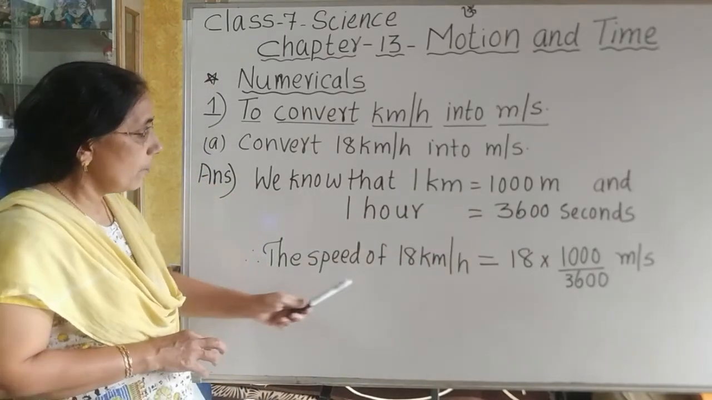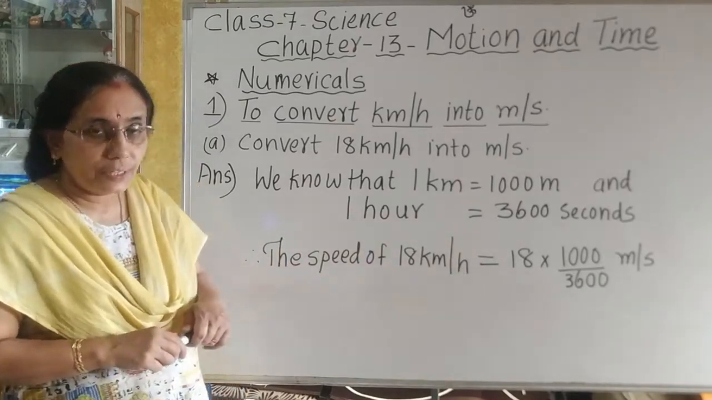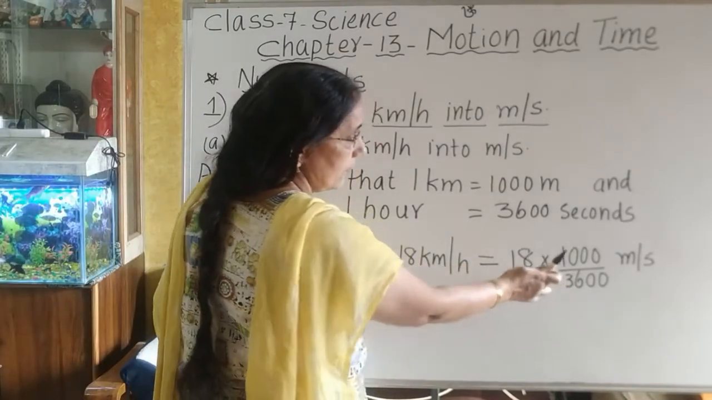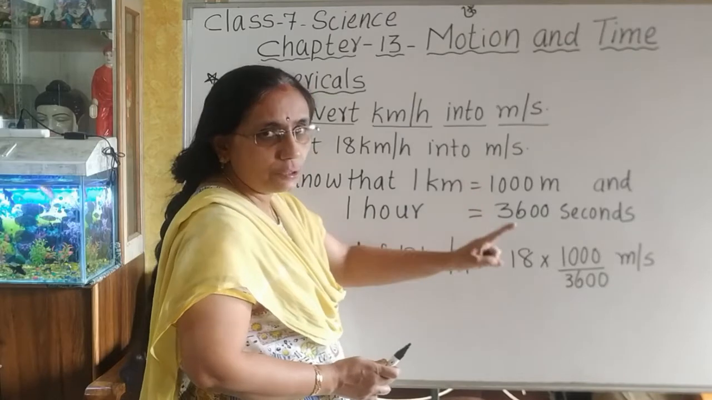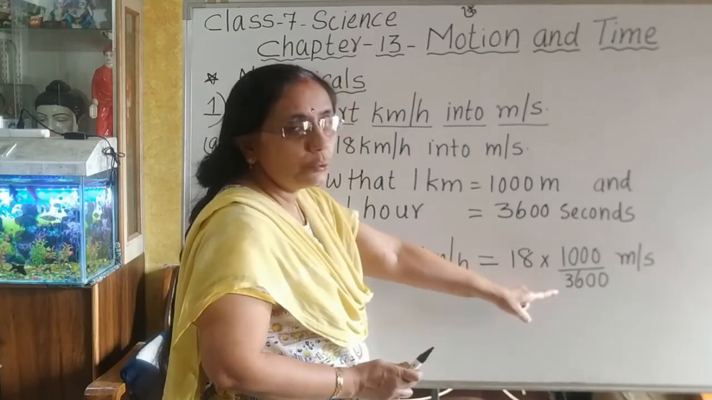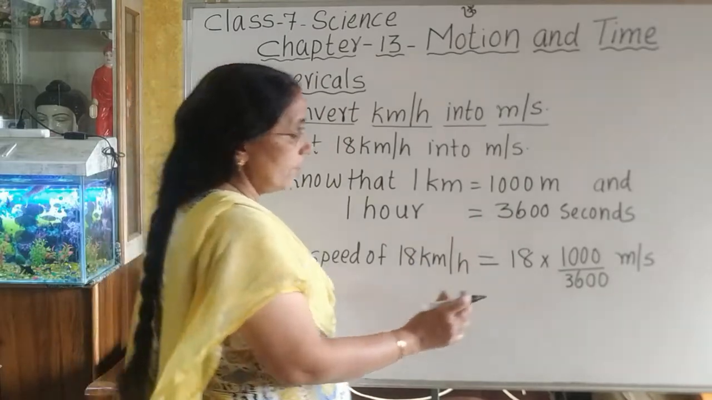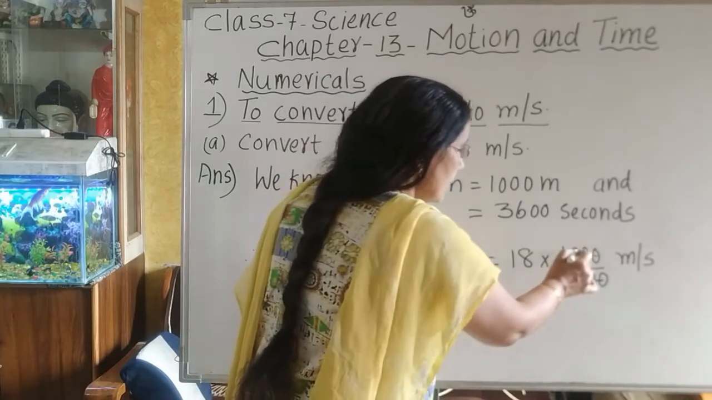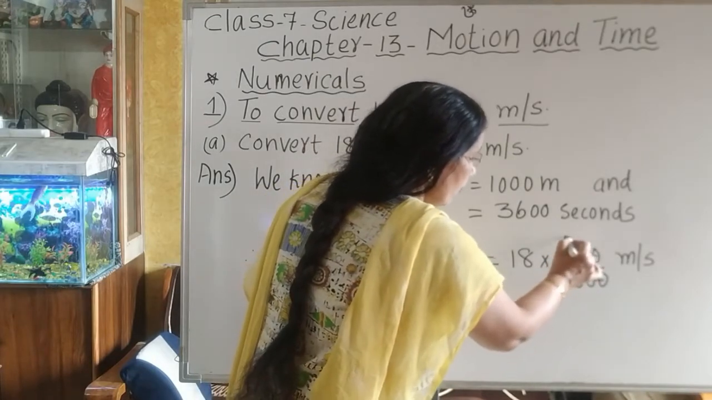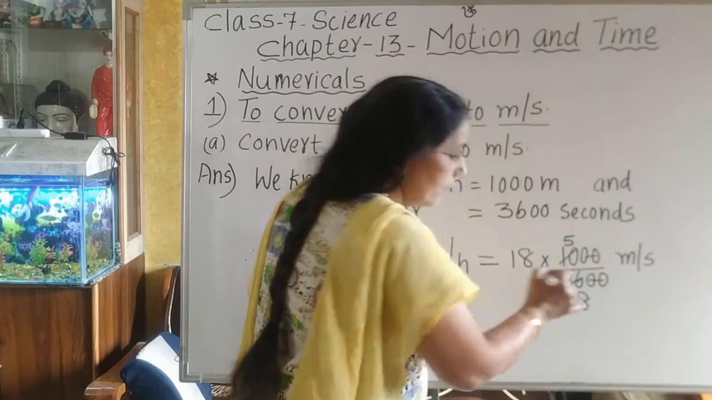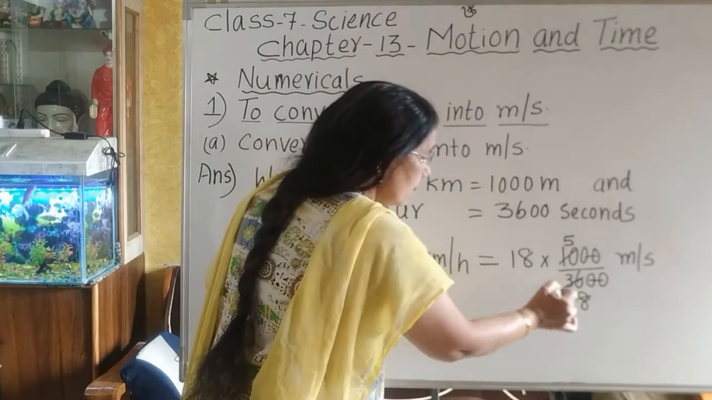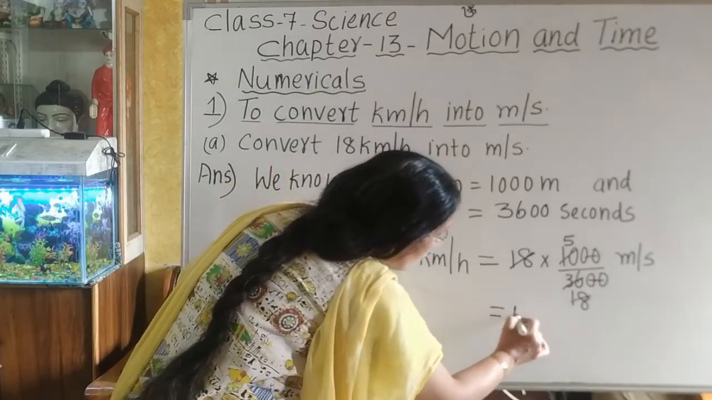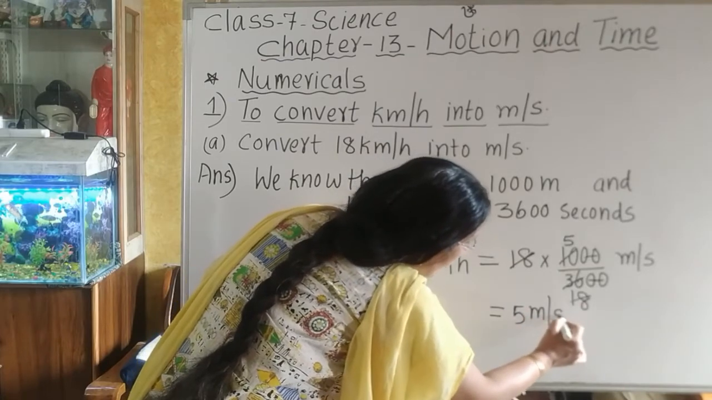So, the speed of 18 km per hour we can write as 18 into 1000 upon 3600, because 1 kilometer is equal to 1000 meters and 1 hour is equal to 3600 seconds. By the cancellation method, these two zeros will be cancelled out. When we cancel it with 2, here you will get 5 and here you will get 18. And this 18 and this 18 can be cancelled. So what is the final answer? It is 5 meter per second.